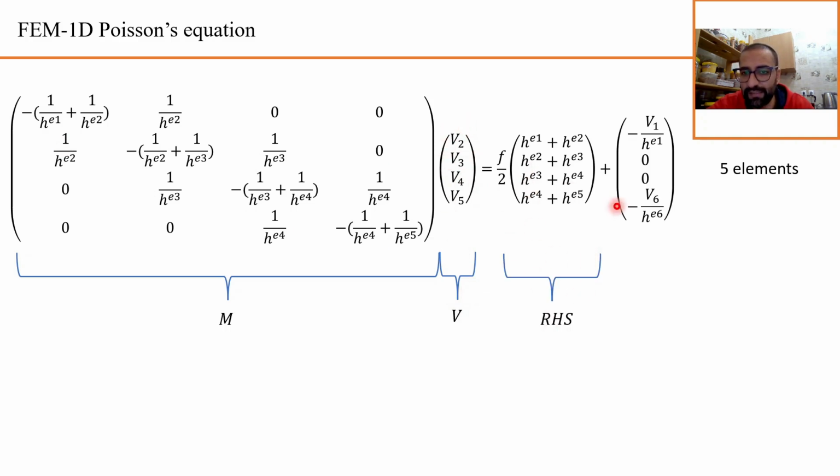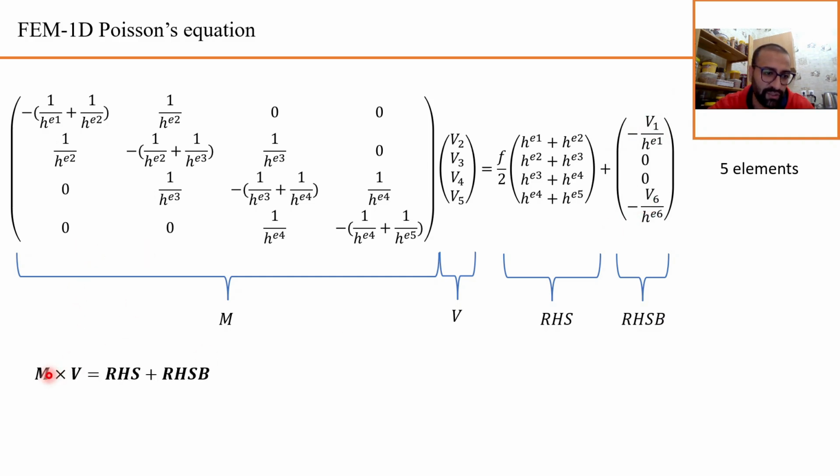We have a right hand side matrix. Again, this matrix is known because we assume that we know the F and we know the H. Let's define this matrix with right hand side B. This B stands for boundary conditions. This matrix comes from applying the boundary conditions.